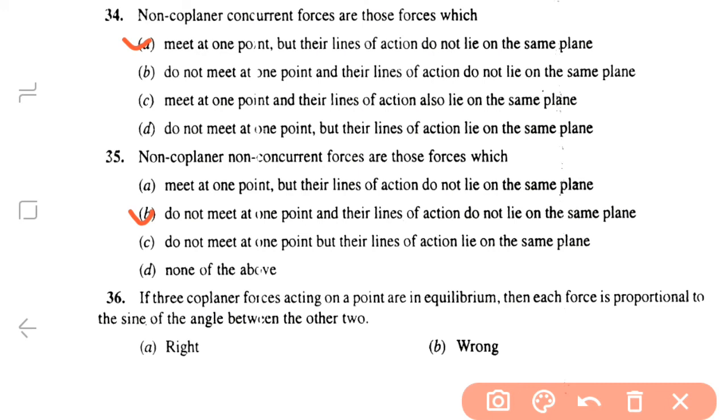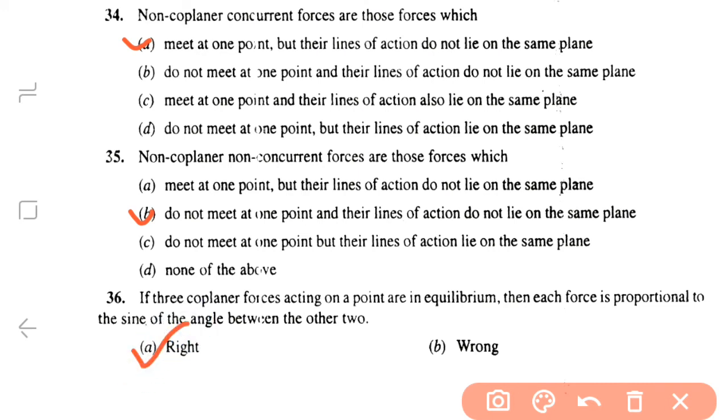Now next is, if three coplanar forces acting on a point are in equilibrium, then each force is proportional to the sine of the angle between the other two. Here options are right or wrong, and here correct option is option A, that is right.